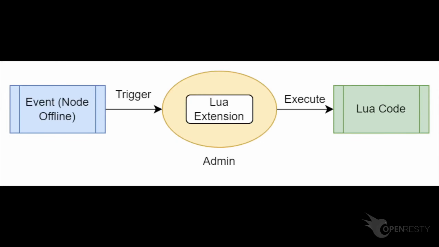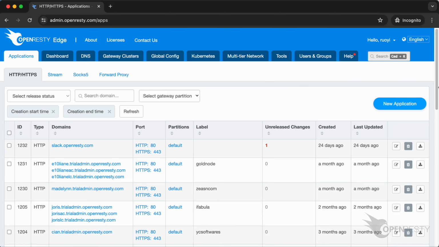OpenResty Edge provides powerful Lua extensions to automatically respond to offline events from the gateway server. Let's switch to the web console of OpenResty Edge. This is our sample deployment of the console. Every user would have their own deployment.